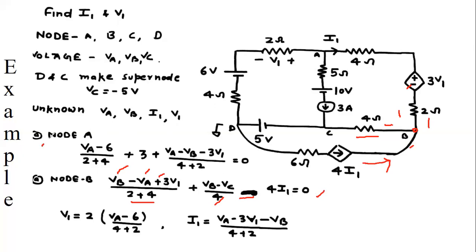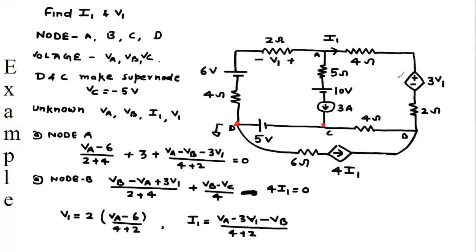So this is my first equation, this is my second equation. But to solve the problem, we require two more equations, because we have the variables I1 and V1. We cannot apply KCL at this C because it is making the supernode. We cannot apply it at D because it is making the supernode. So if there is a problem, there will always be a solution. The dependent source creates the variable, and it will give you the solution.